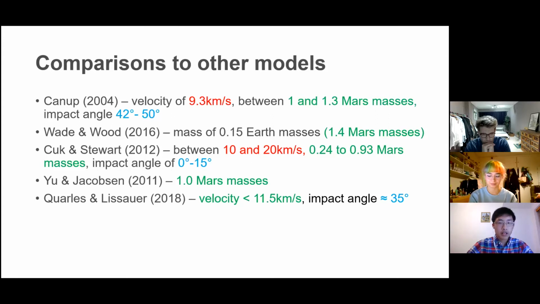And also note that not every study has constrained all three impact parameters. So this depends on their methodology and their aims. So for example, if we are using a chemical method to determine the mass of the impactor, then we can really only determine the mass of the impactor because the chemistry is independent of velocity and the collision angle.